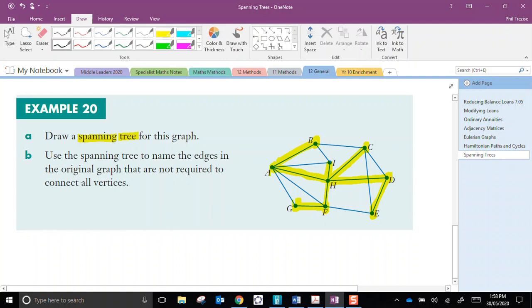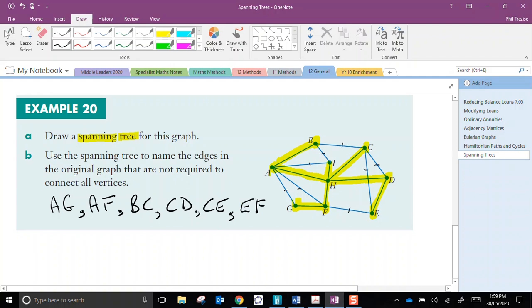Then we name the edges which we do not want to include. So I would suggest we leave out the edges that aren't highlighted: AG, AF, BC, CD, CE, and finally EF. I think that's all of them. I've got 6 there. Let's count them. 1, 2, 3, 4, 5, 6, 7.